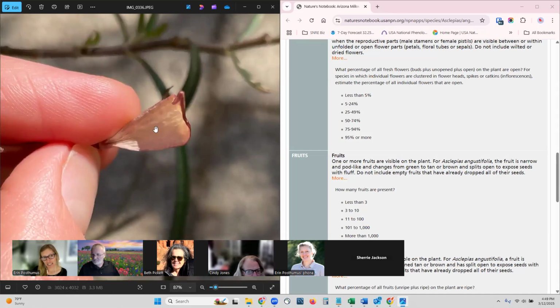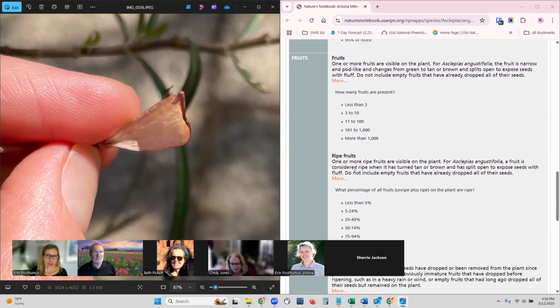I don't know if any of you can see this, but I'll tell you because it's a little hard to see. This is an open, empty capsule or pod that used to have seeds in it from last season, and it's still hanging on. But if we look at the definition here, it says it opens and exposes seeds with fluff. And the next question about ripe fruit says it too: do not include empty fruits that have already dropped all of their seeds. So we don't have to worry about that. There are no ripe fruits because there's no fluffy seeds left in this empty pod.